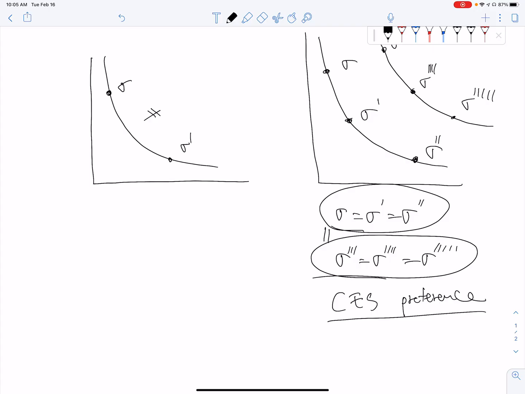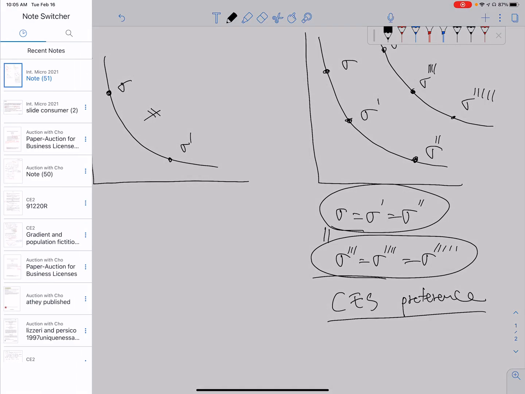Once we get to the utility function, I will be able to give you an example of a constant elasticity of substitution preference. But for now, I'm just going to say it in words. So that's it. All right.